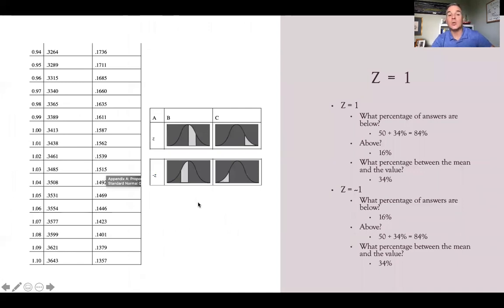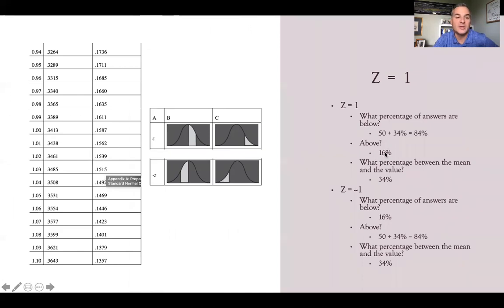So Z equals 1, right? What percentage of answers are below a Z equals 1? Well, we can see from column B the number between Z equals 1 and Z equals 0, or the mean, and that's about 34%. And then we add to that the 50% that are below the mean. So altogether, 84% of responses are below Z equals 1.